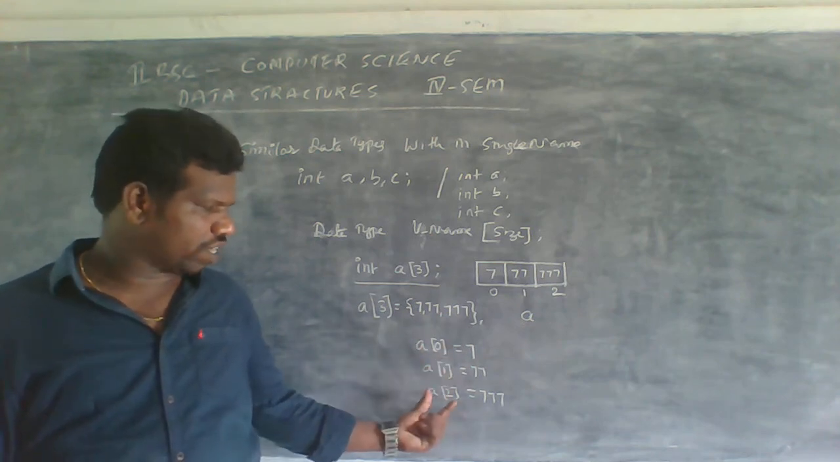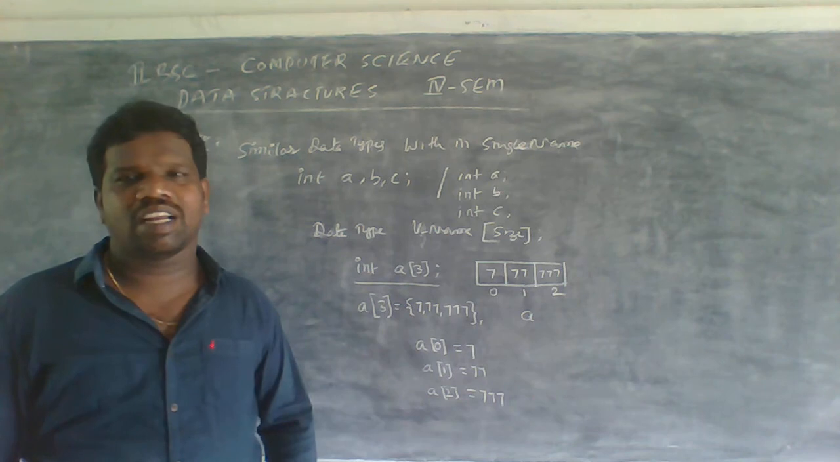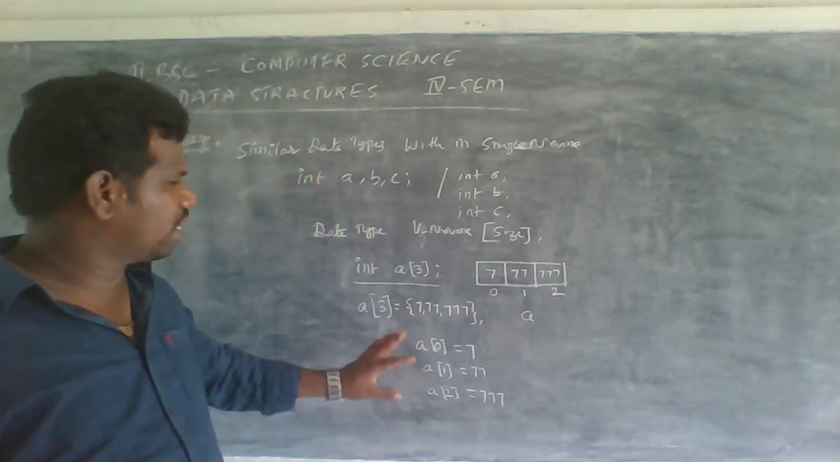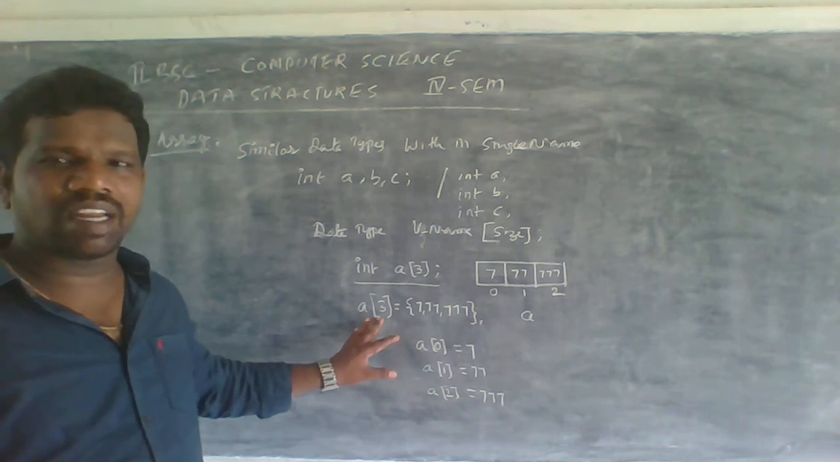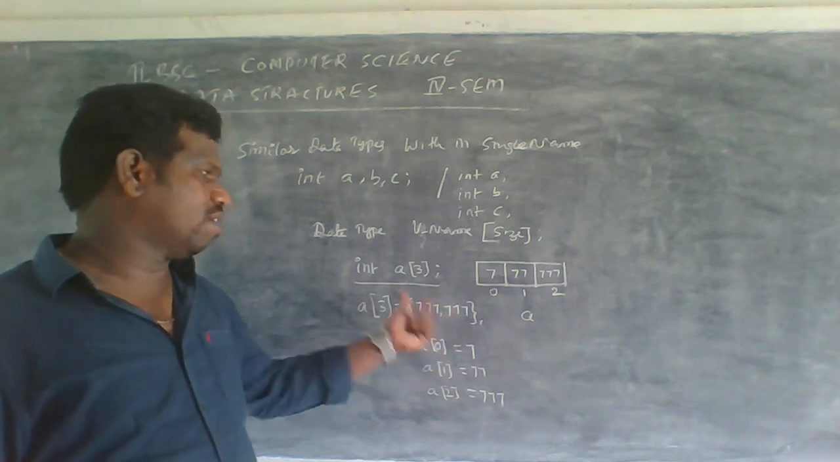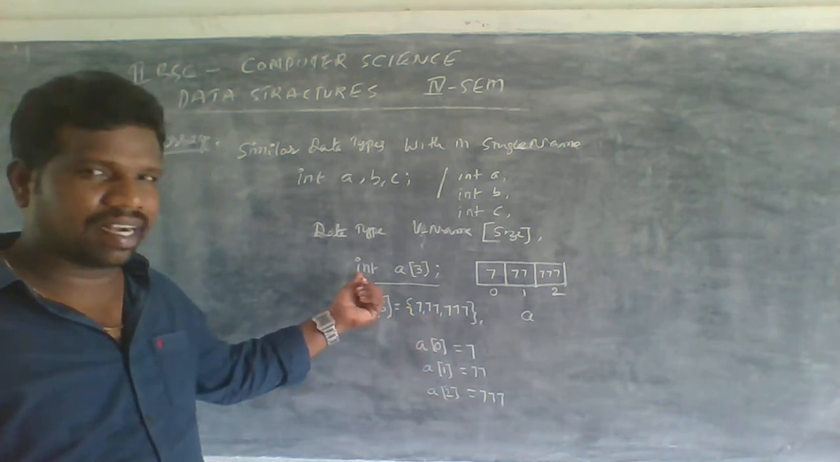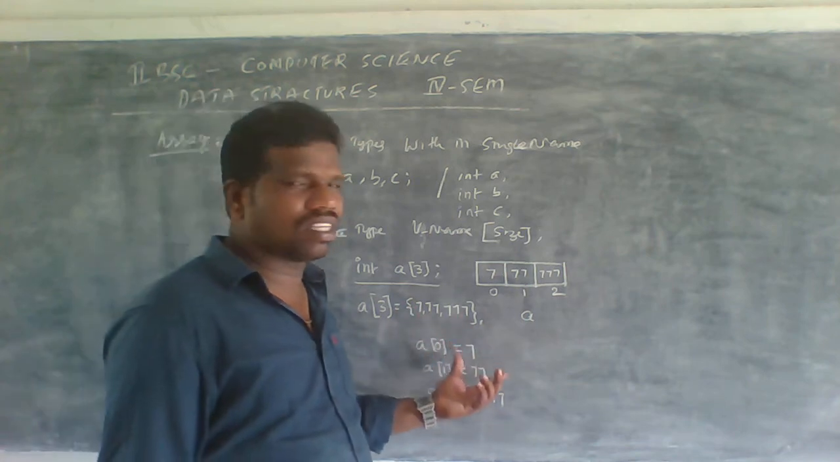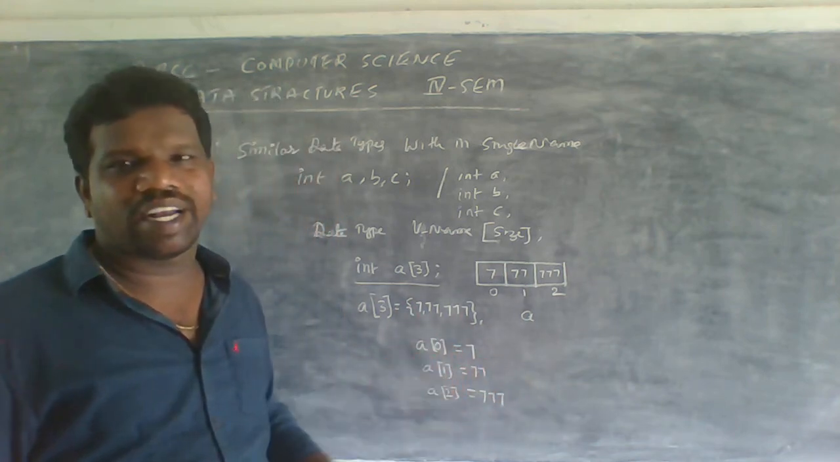In these locations we enter our elements into the array. That's why A[3], a single variable, can hold multiple values of the same data type. It is called an array. This is the one-dimensional array.